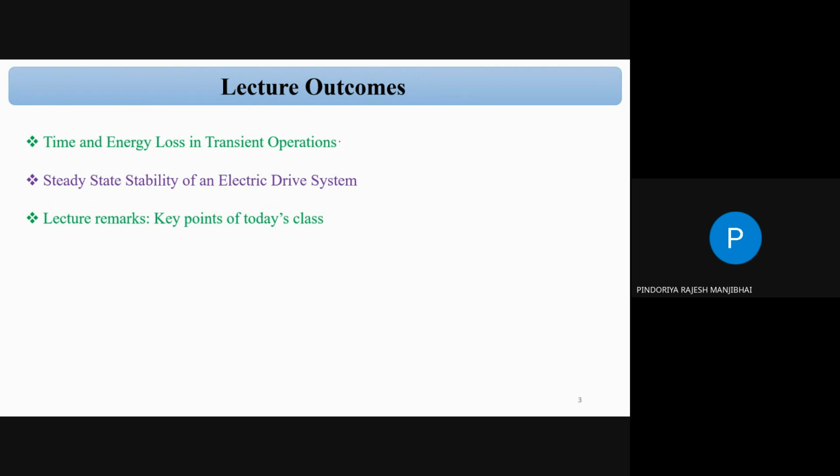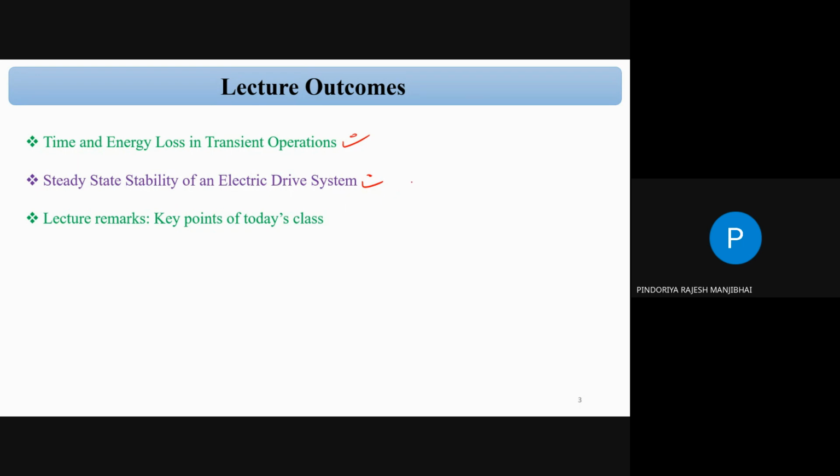Today we will discuss the time and energy losses in transient operation, and the second topic, the steady state stability of electric drive system. We have to calculate the time and energy losses in the transient operation. All of you know what a transient operation and steady state operation are, correct? We can say dynamic operation as well as steady state operation.